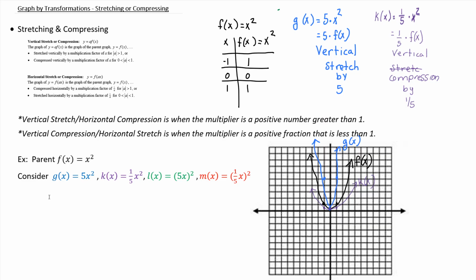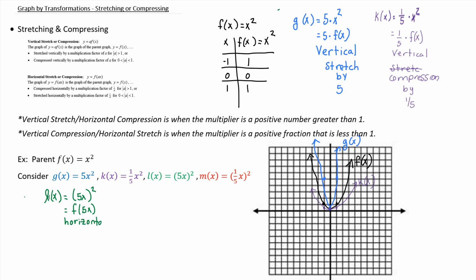Now let's go ahead and take a look at L of x. So L of x is (5x) squared. So similar to our original function, but instead of having x squared, 5x is squared. So that's our function evaluated not at x, but at 5x. So you can see that there's a multiplier of 5 on the x's. So when it happens on the x's, we know that that's a horizontal case.